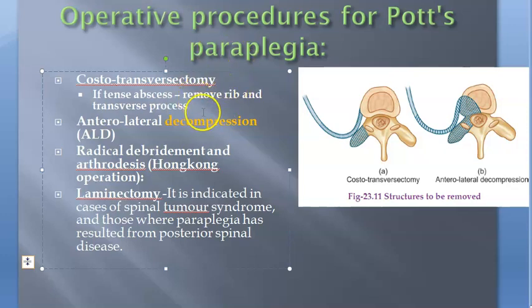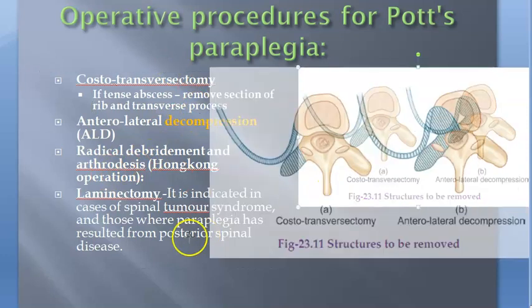So what are you doing? Remove a section of rib and transverse process, okay? So what will you do? You will try to decompress. In some cases it may not produce decompression. Then you may need an anterolateral decompression.